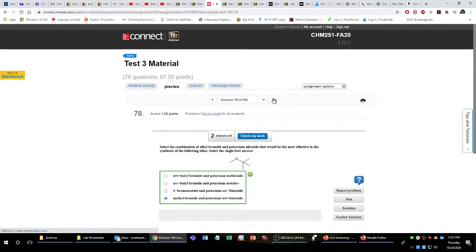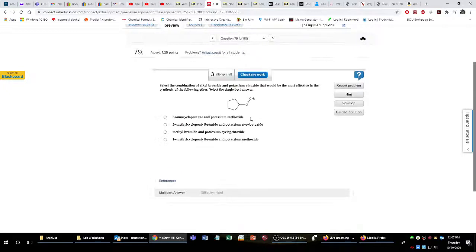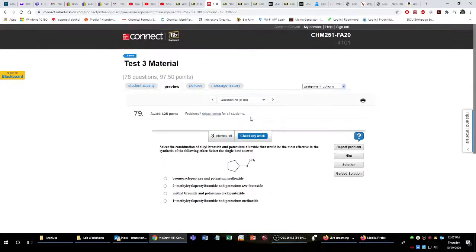Question 79. Also an ether question. I don't know why these ether questions are in this chapter. So we'll get rid of question 79 as well. Okay, so questions 24 through 26.